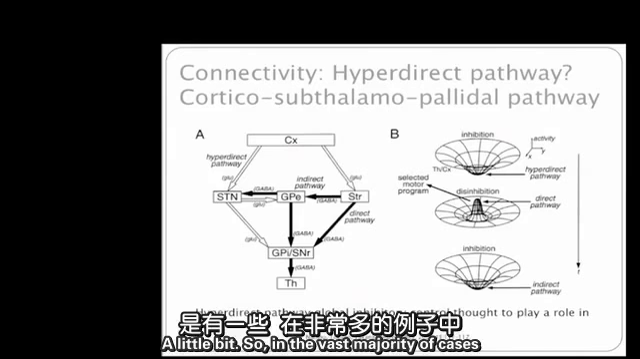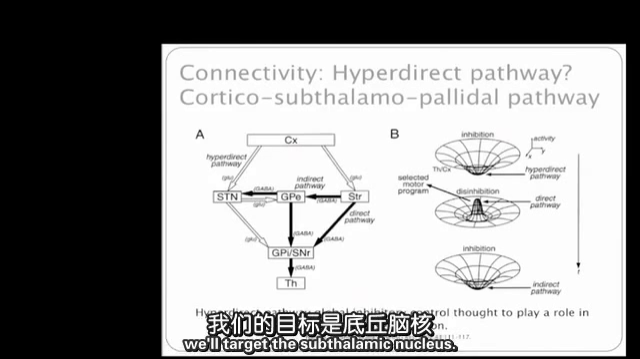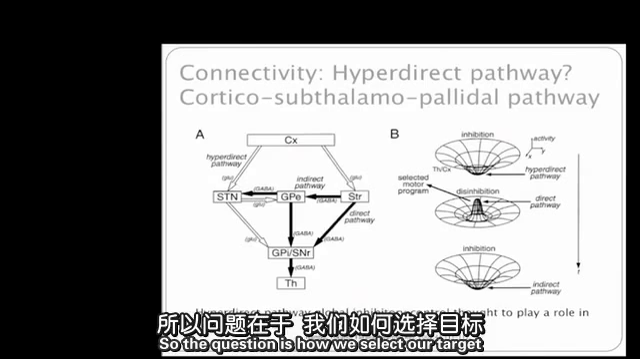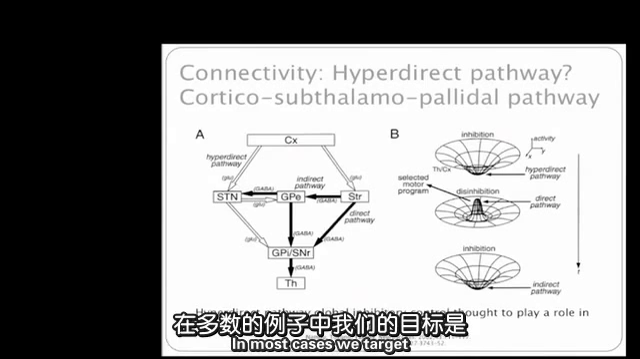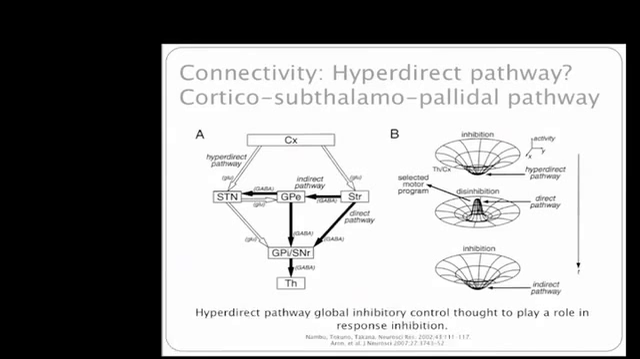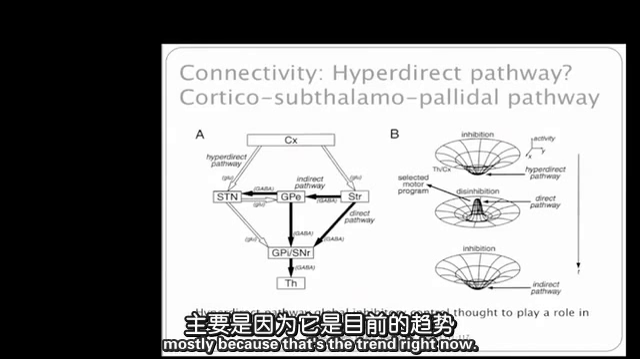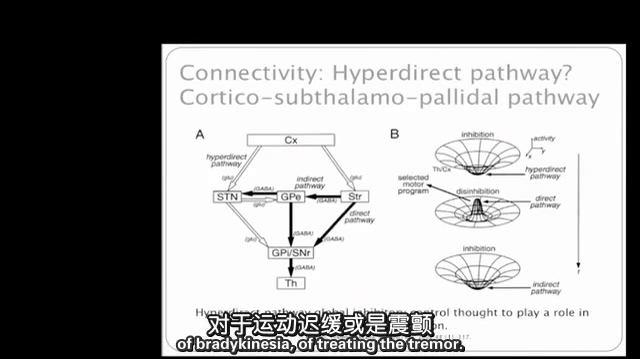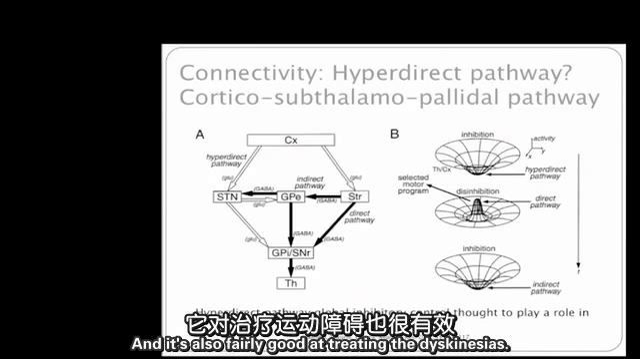So, in the vast majority of cases, we will target the subthalamic nucleus. So the question is how we select our target for stimulation. In most cases, we target the subthalamic nucleus, mostly because that's the trend right now. It's very good at treating the symptoms, like you said, of bradykinesia, of treating the tremor, and it's also fairly good at treating the dyskinesias.